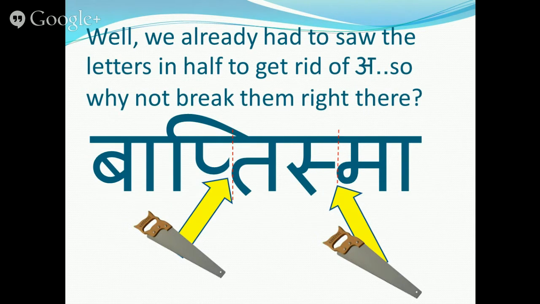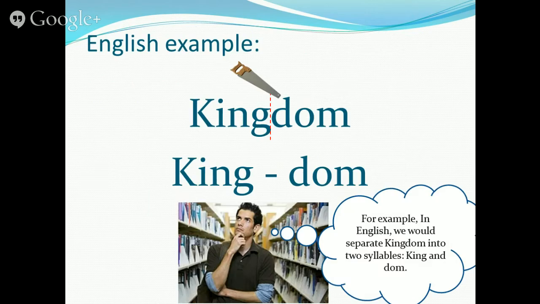And so we're going to split it at the conjunct, because we chopped those in half already. So it kind of makes sense to just break them apart right there. And if we did this in English, think about kingdom. It has a conjunct in between the G and the D. If we break those into two separate parts right there, then we get king and dumb. Actually, it's three consonants together. We could also have said kin and dumb, but that's a bit hard to pronounce. So we chose to split in between the G and the D, and we get king and dumb.